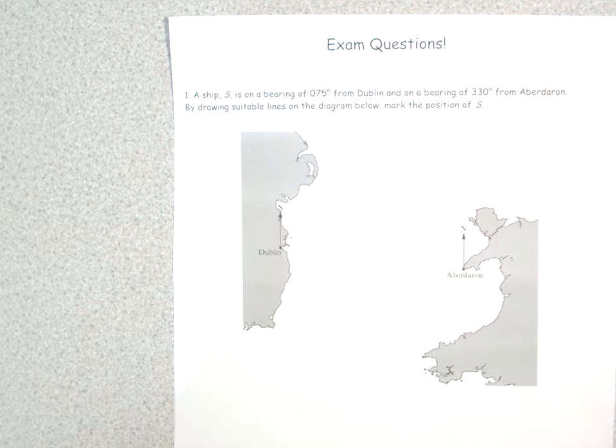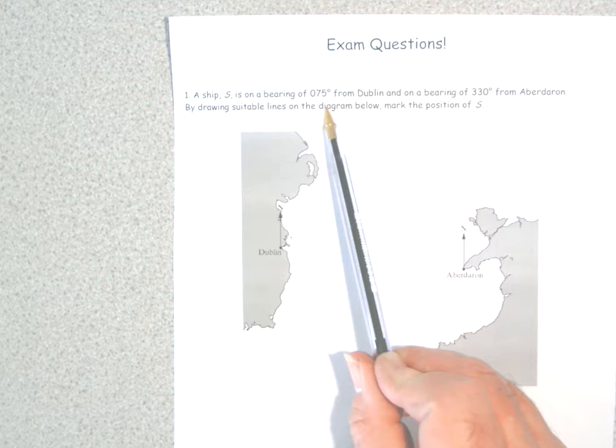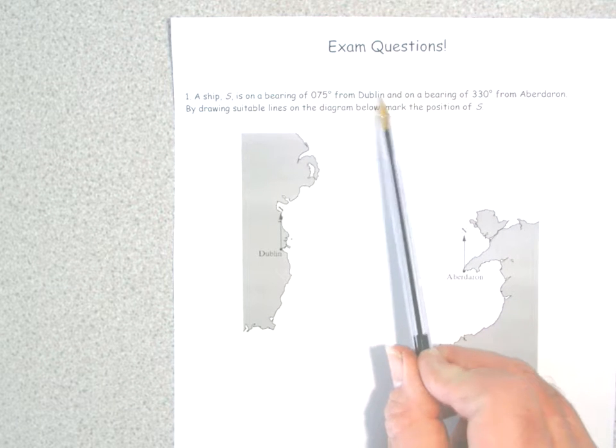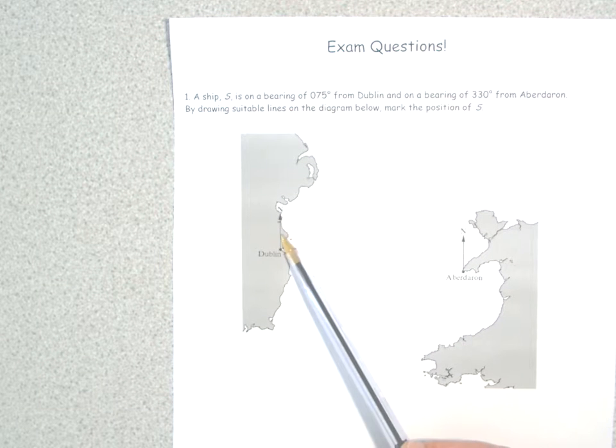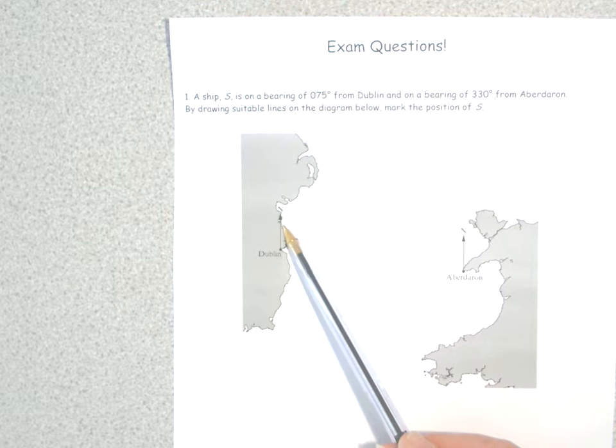Okay, bearings. Remember, a bearing is like the hand of a clock. The north line's facing 12 o'clock. So wherever the bearing is given, here's 75 degrees from Dublin. That means that hand at Dublin there has to turn clockwise through 75 degrees.